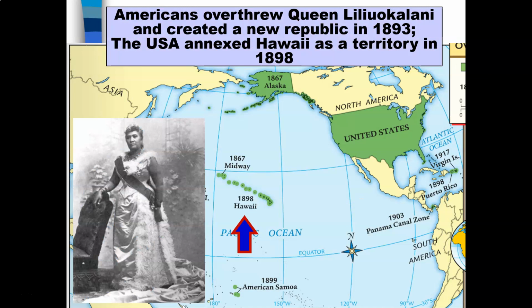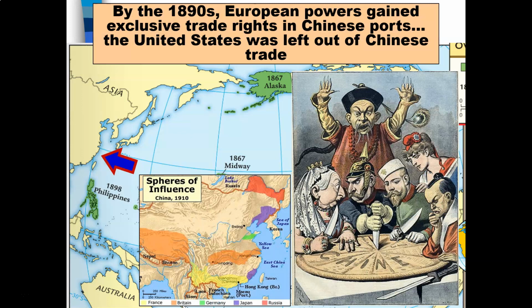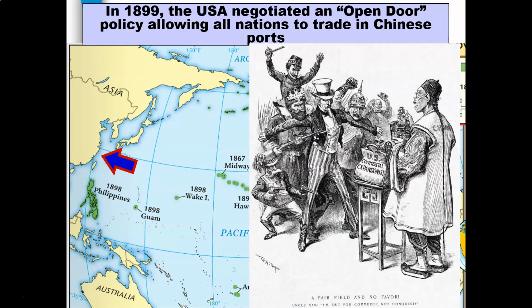Americans were able to overthrow Queen Liliuokalani and created a republic in 1893. And the U.S. was able to annex Hawaii as a territory in the year 1898. And this was a big part of the United States industrializing. By the 1890s, European powers gained exclusive trade rights in Chinese ports. The United States was left out of Chinese trade. In 1899, the United States negotiated an open door policy allowing all nations to trade in Chinese ports.